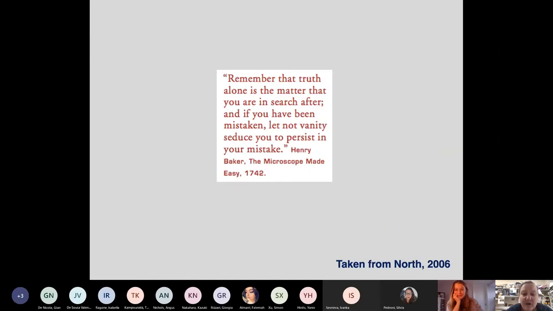Okay, so the problems that we are facing are not new. So Mr. Henry Baker, whose statement you can read here, already said in 1742 that truth alone is the matter that you search after, and if you have been mistaken, let not vanity seduce you to persist in your mistake. So vanity persisting in mistakes.